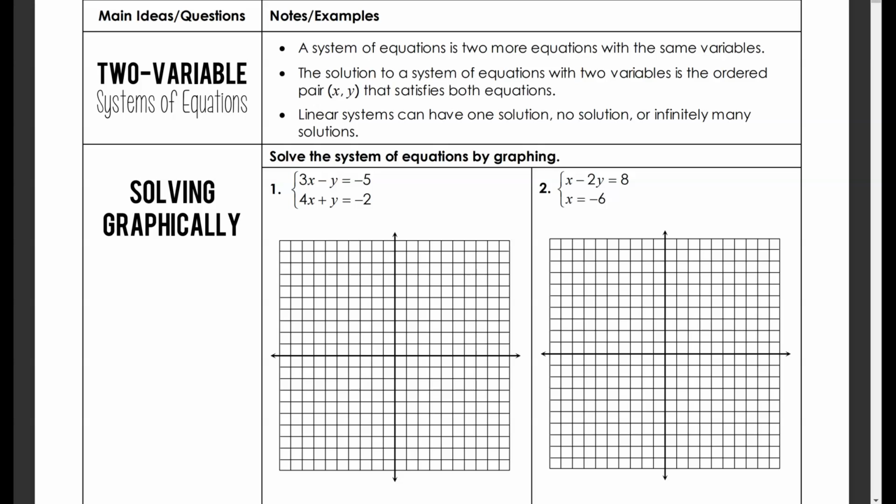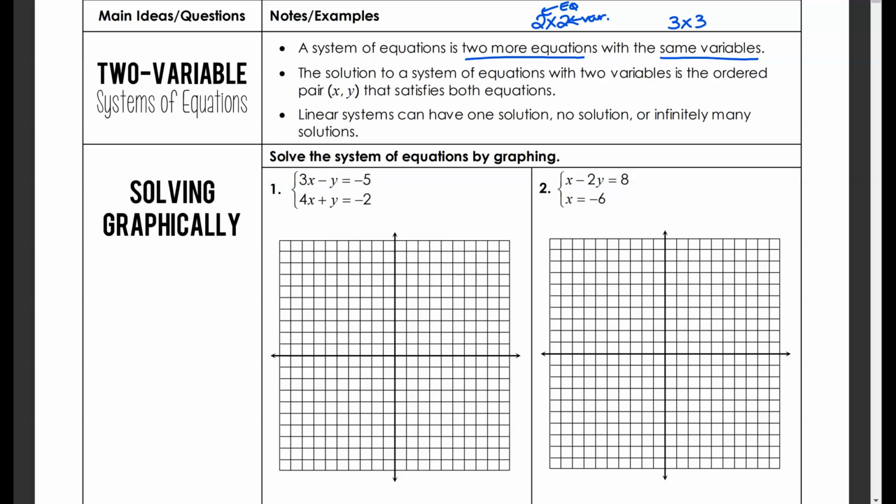Alright class, in this particular video we're going to be looking at systems of equations. So two variable systems. A system of equations is two or more equations with the same number of variables. So we're going to be talking about 2 by 2s and 3 by 3s, meaning two equations, two variables. And we're also going to talk about 3 by 3 systems, so 3 equations, 3 variables.